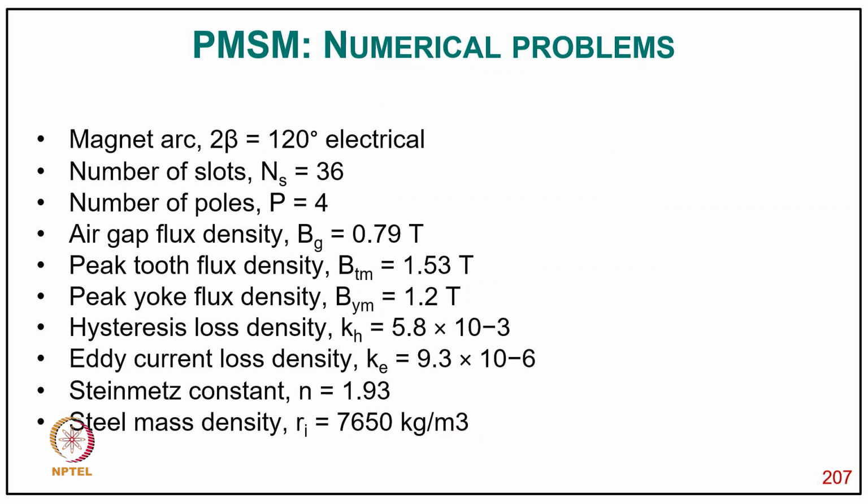Now magnet angle beta equal to 120 degree, number of slots NS equal to 36, number of poles P equal to 4, air gap flux density equal to 0.79 Tesla, peak flux density equal to 1.53 Tesla, peak yoke flux density equal to 1.2 Tesla, hysteresis loss constant KH equal to 5.8 times 10 power minus 3, and eddy current loss constant KE equal to 9.3 times 10 power minus 6, and material constant N equal to 1.93, and material mass density equal to 7650 kg per meter cube.